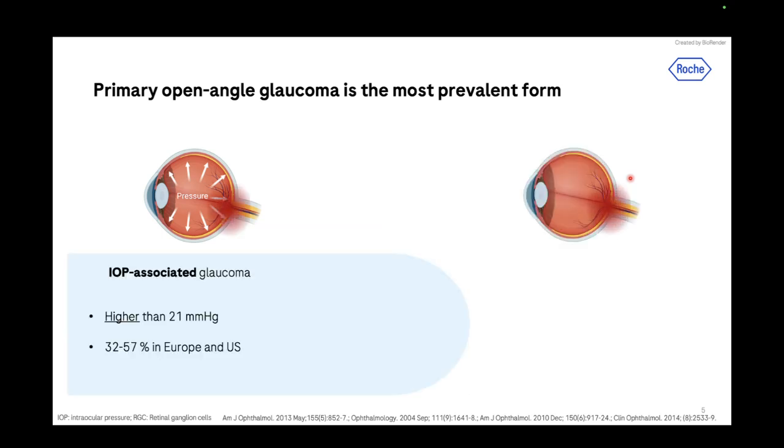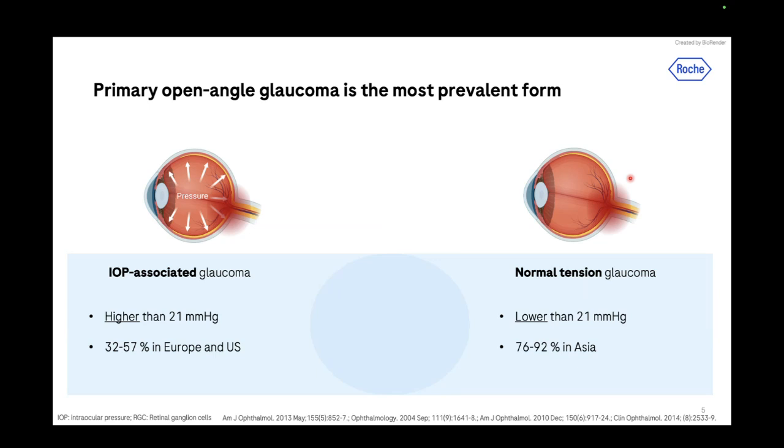Traditionally, glaucoma has been understood as a disease driven by intraocular pressure, or IOP. So this IOP damages the optic nerve head and leads to RGC death together with degeneration, leading to permanent vision loss over time. This IOP-associated glaucoma patient shows ocular pressure usually higher than 21 millimeters of mercury, and this is the major disease class in the Western area.